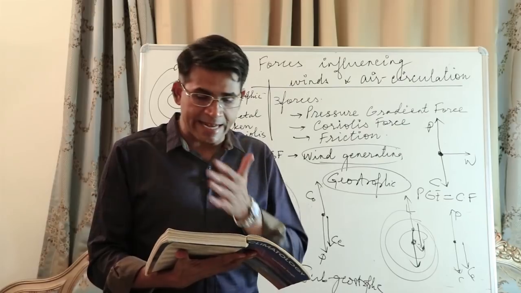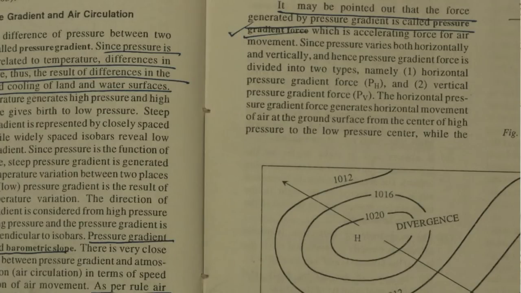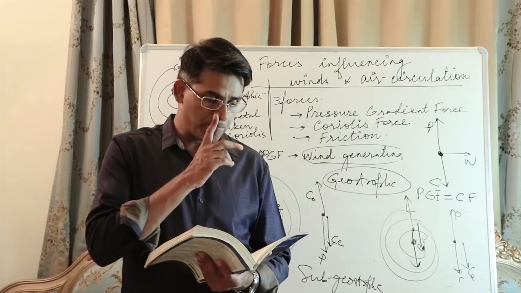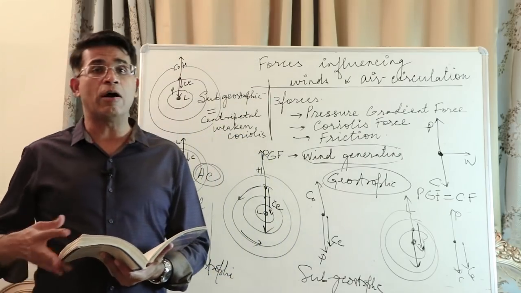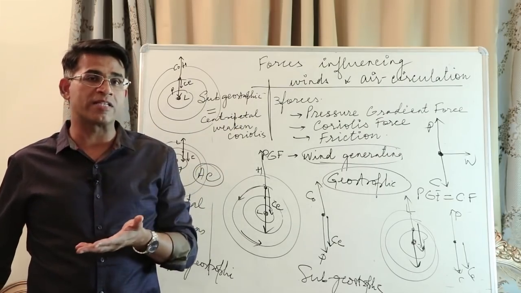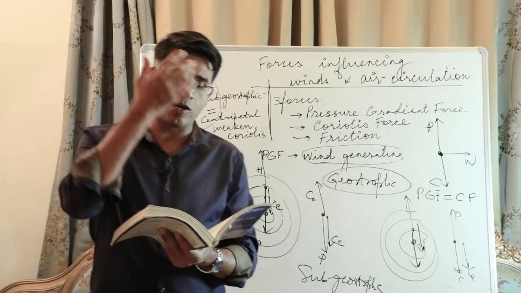So if you look at the next page, page 85, first column, the first paragraph, first line, it may be pointed out that force generated by pressure gradient is called pressure gradient force. So some diagrams here. You may look up the next page, page number 86, and look at the first line. Now this is about why, despite a difference of pressure in the vertical direction, we do not have winds under normal circumstances. Why? Because when the upward pressure gradient force is balanced by downward acting gravity force, the vertical acceleration becomes zero, and this balance is called the hydrostatic equilibrium. So you can look this up.